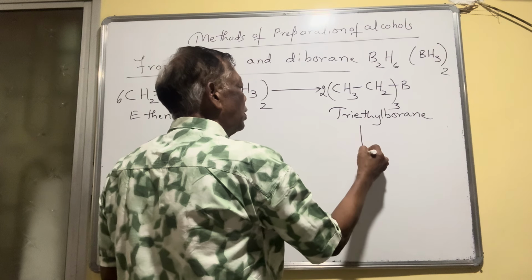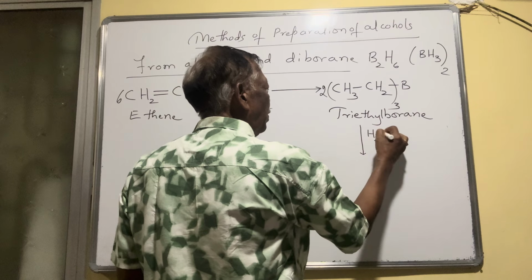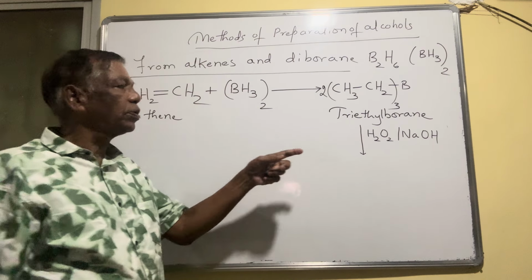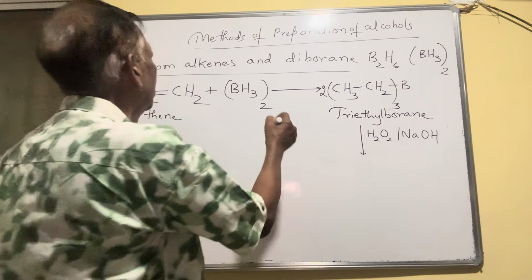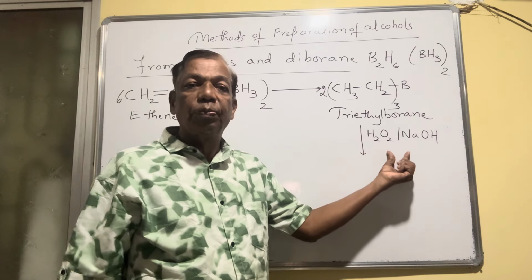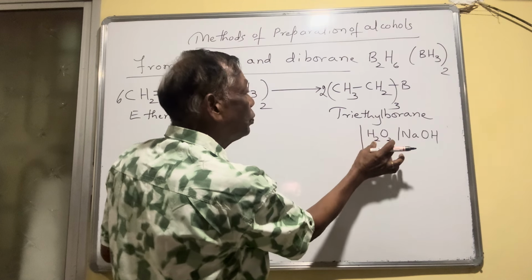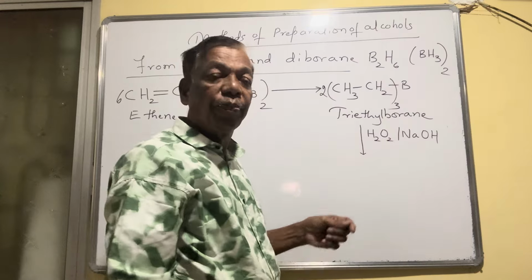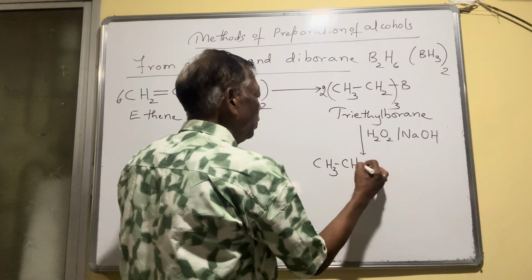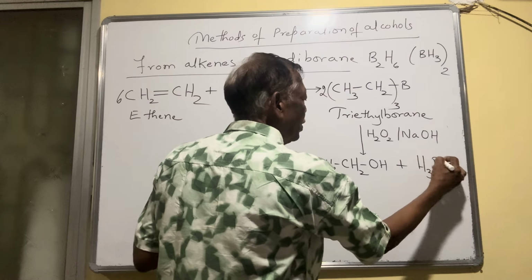Now what is done? At this stage, it is subjected to oxidation, oxidation by using hydrogen peroxide in presence of NaOH. Therefore, this reaction is also called hydroboration oxidation. Now what happens? See, H2O2 is OH and OH, single bond. So this OH from here will take the place of boron. And therefore the compound we will get is CH3CH2OH, plus along with that boric acid, H3BO3.